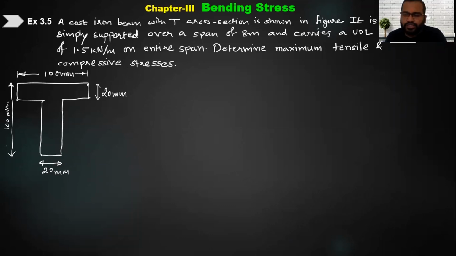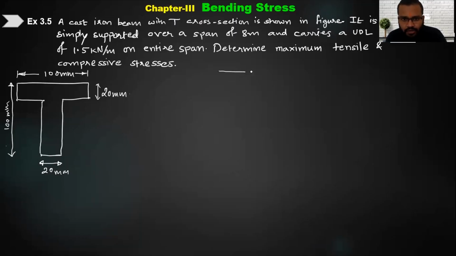As you can see, there is a question given. The question says a cast iron beam with T cross section. You can see the cross section is already given. A cast iron beam with T cross section is shown in figure. It is simply supported over a span of 8 meters.